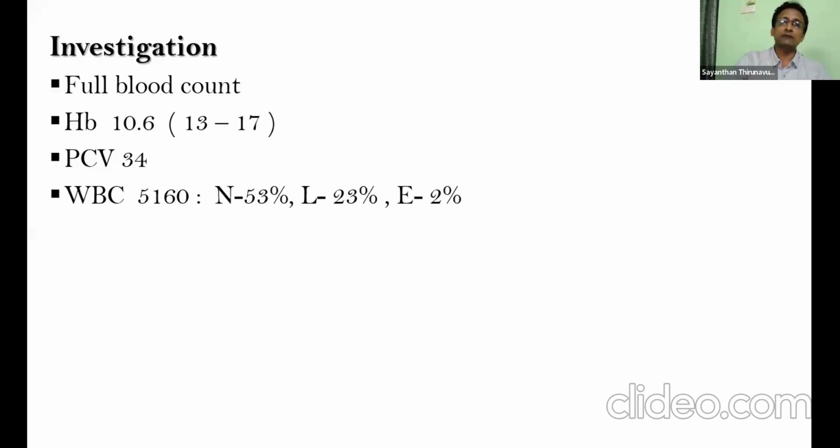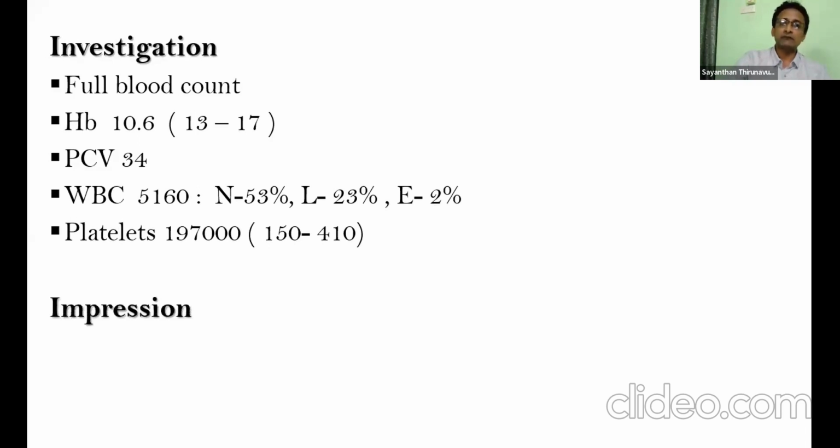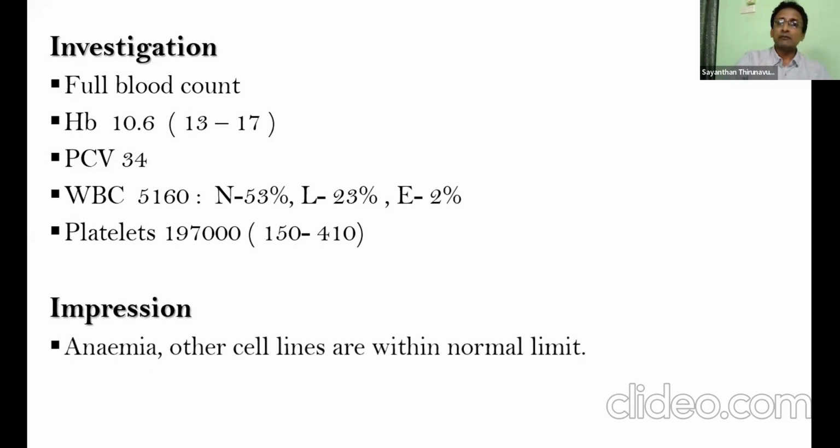White cell count is 5,160. Out of that, neutrophil 53, lymphocytes 23, and eosinophil 2%, but I didn't find any difference on that. And platelet was again within normal limit, 197,000. So from this investigation, the impression was anemia, but other cell lines are within normal limit.